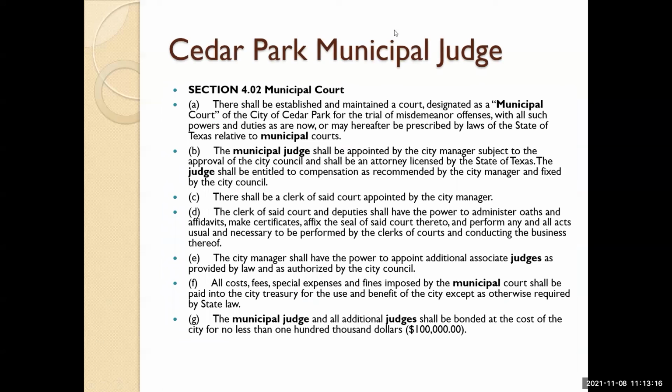Okay, I told you earlier we'd look at an example of a municipal court judge and what their qualifications are. This is the ordinance in Cedar Park for how they go about putting a municipal judge on a bench. It says here right under section 4.02, there will be a municipal court for Cedar Park, and that it will be designated to try misdemeanor offenses prescribed by the laws of Texas for municipal courts. So they just basically say whatever the state says we can do, these courts can do. Notice here that the municipal judge in Cedar Park is appointed to their position. They're not elected. They're appointed by the city manager, and then the city council approves that appointment of the city manager.